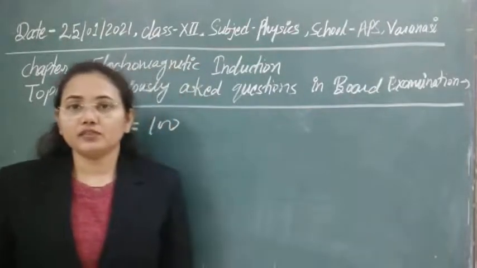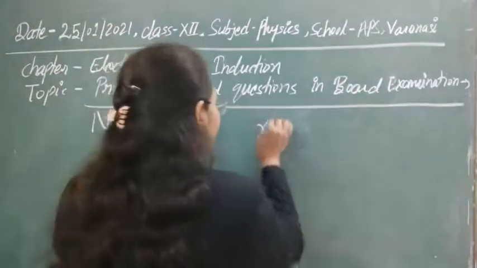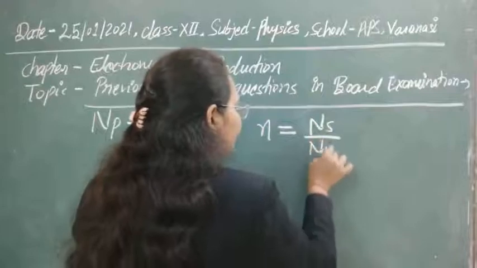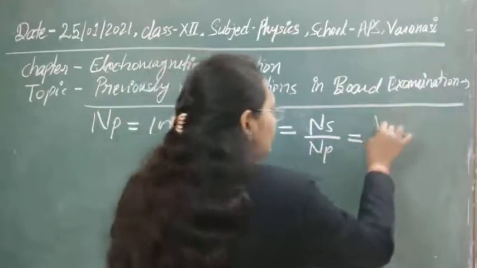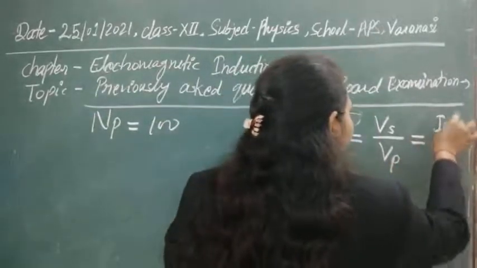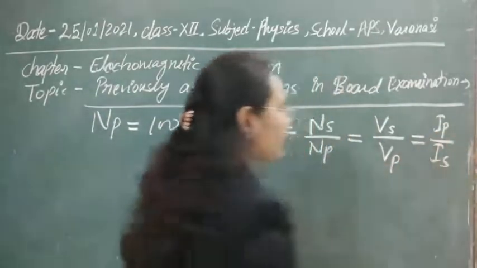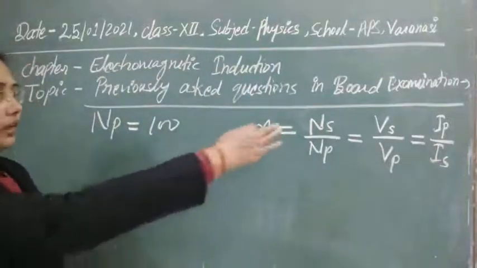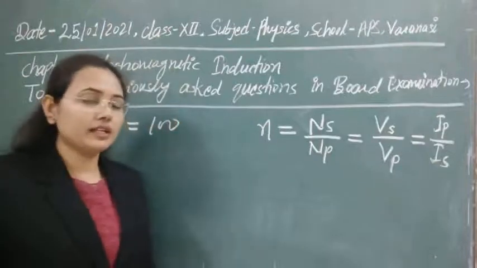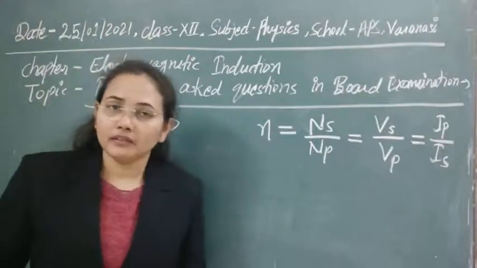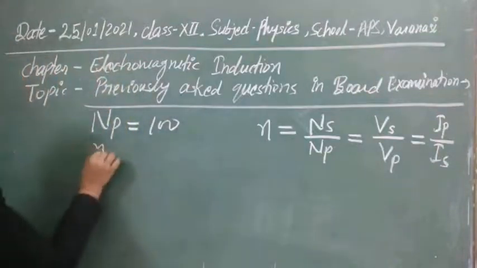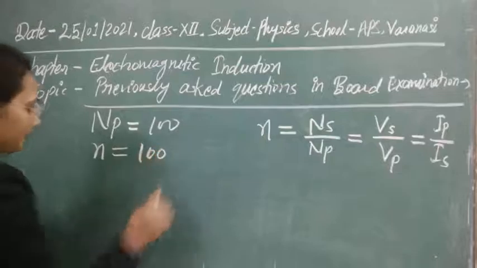So you know that the transformation ratio can be calculated by the number of secondary turns to the number of primary turns, or voltage in secondary to the voltage in primary, or current in primary to the current in secondary. So with the help of all these factors we can calculate the transformation ratio, meaning how the voltage, current or power is transformed. We can calculate easily by this ratio. So it is given to us, this N is 100, it is given.